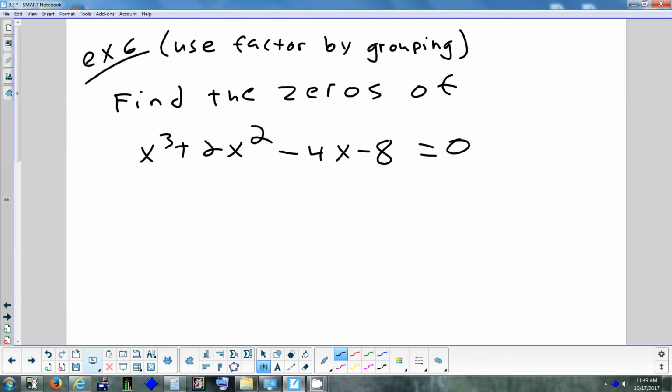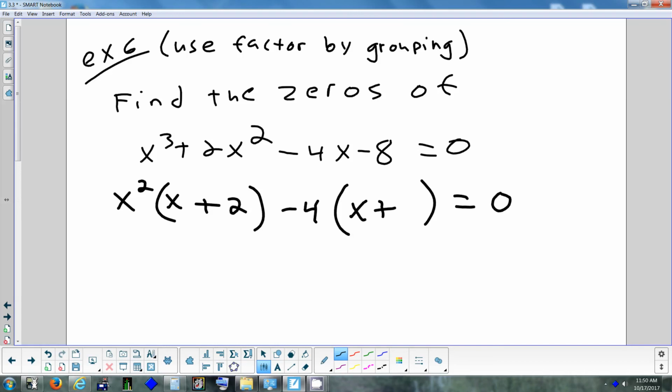X squared. Yep. So what we're going to do is factor that out just from the first 2. What would you be left with inside parentheses? X plus 2. Now the whole goal is when you factor out whatever the last 2 have in common, you get x plus 2 again. If that doesn't work, then you can't use factor by grouping. Negative 4. Yep. If you factor out a negative 4, you're left with x plus 2, because negative 4 times x is negative 4x. Negative 4 times 2 is negative 8. Any question on the first step?